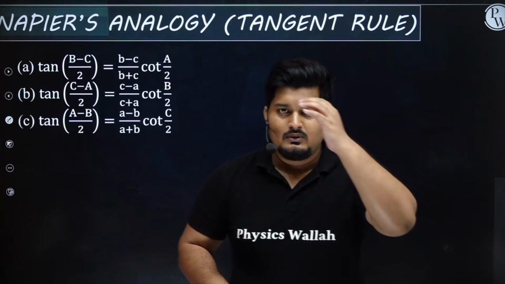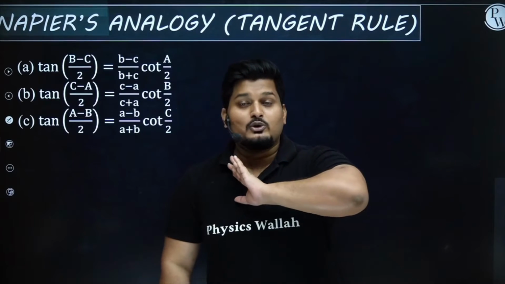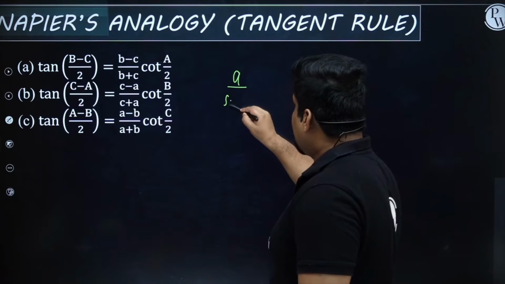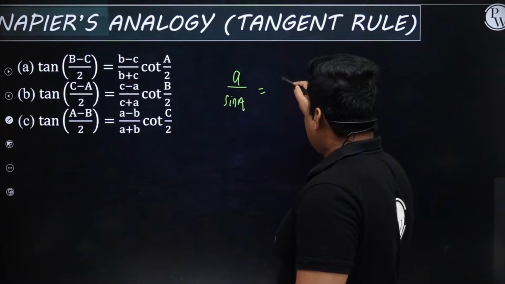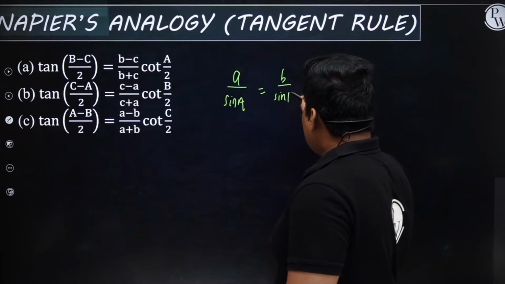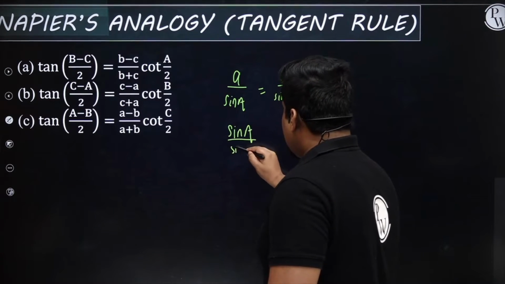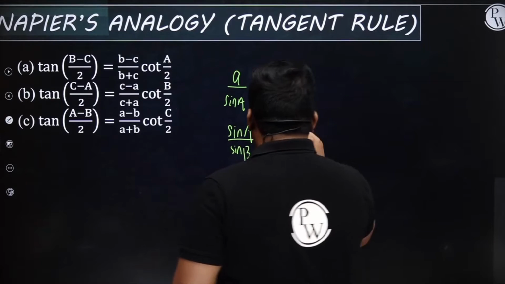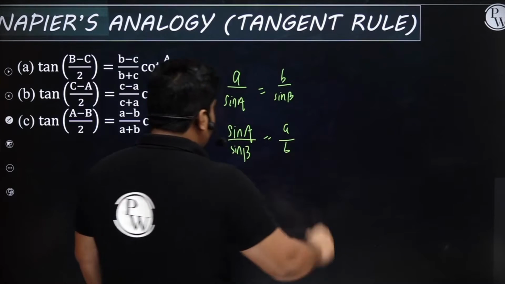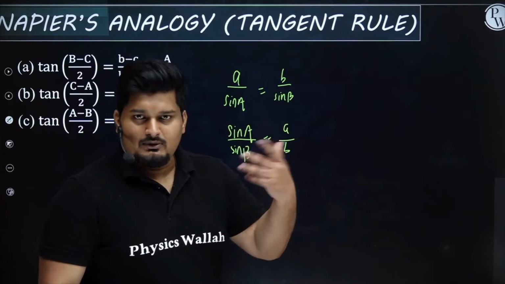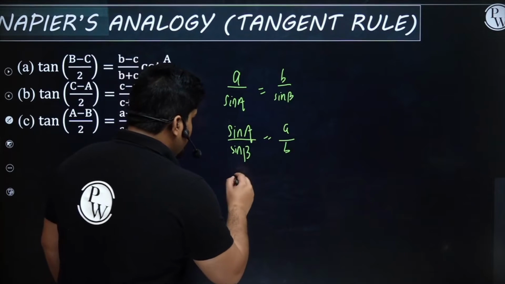I'm not going to prove anything, I'm not going to waste time. I will simply give you a hint. You see, in the sine rule, we have written that a upon sin A is equal to b upon sin B. So can I say that sin A upon sin B will be equal to a upon b? Now here you use componendo and dividendo.